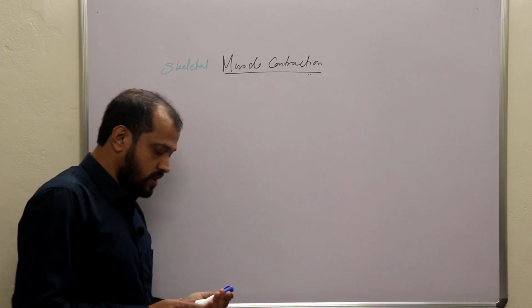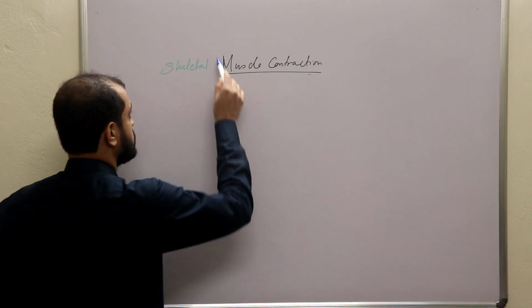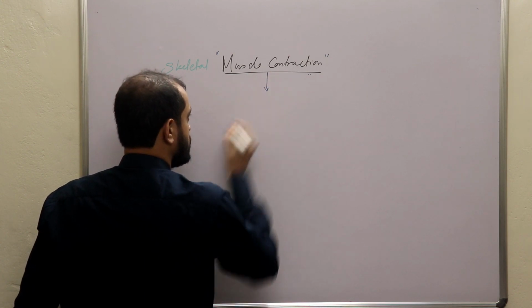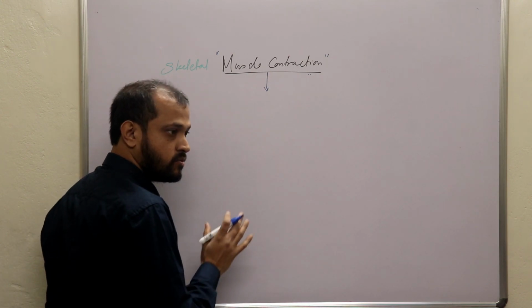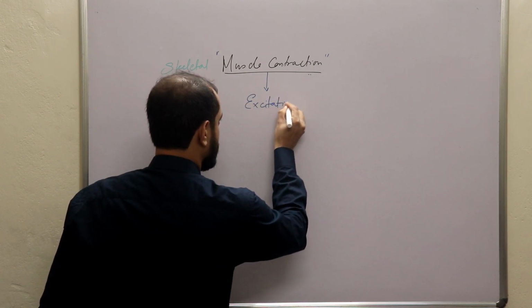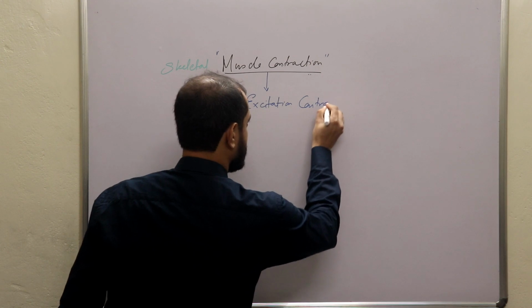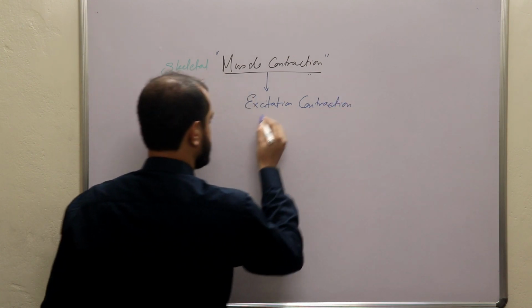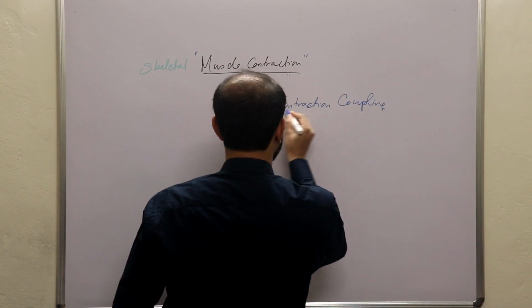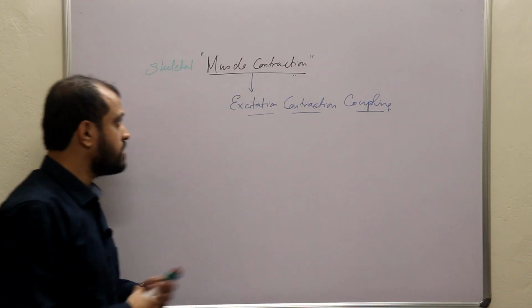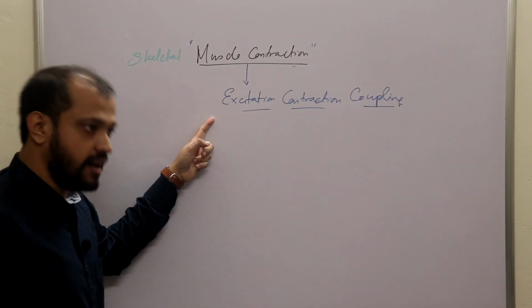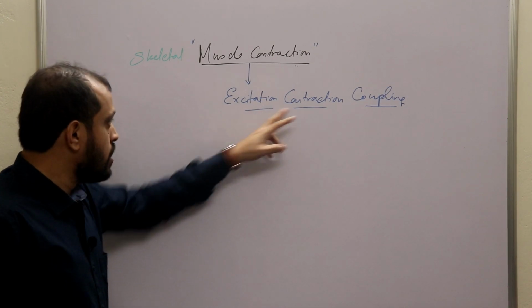Now listen, when I am trying to teach muscle contraction, actually I am trying to teach a very basic concept known by the name of excitation contraction coupling. This is the basic concept of muscle contraction. Now, what do you mean by excitation contraction coupling? The point you need to understand is that whenever a nerve gets excited, contraction of a muscle occurs.